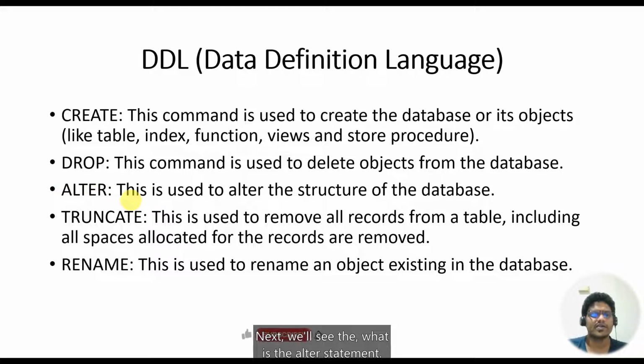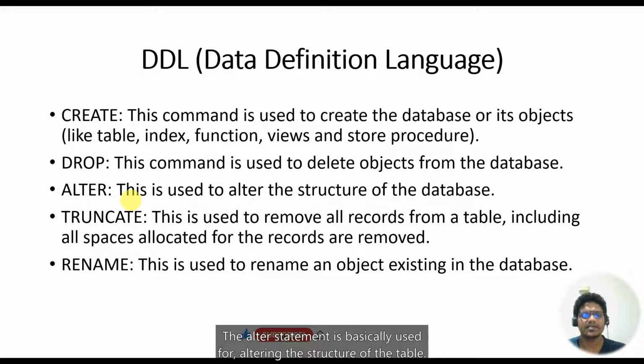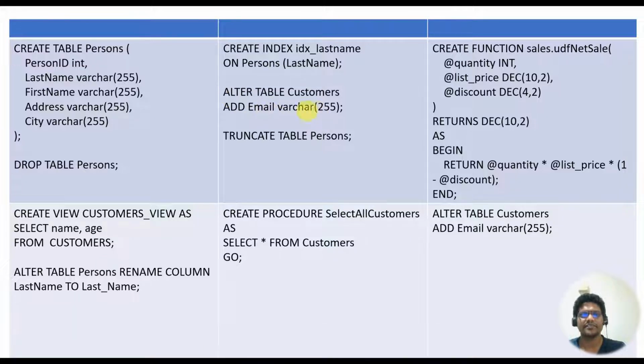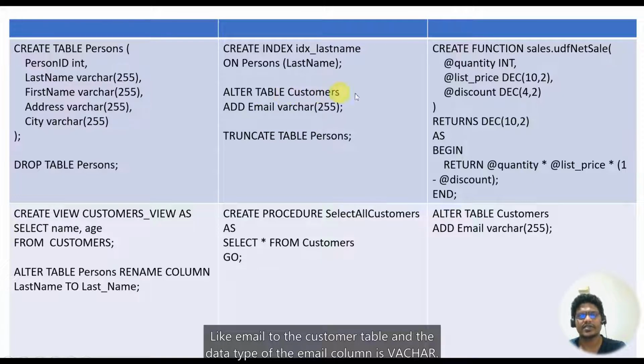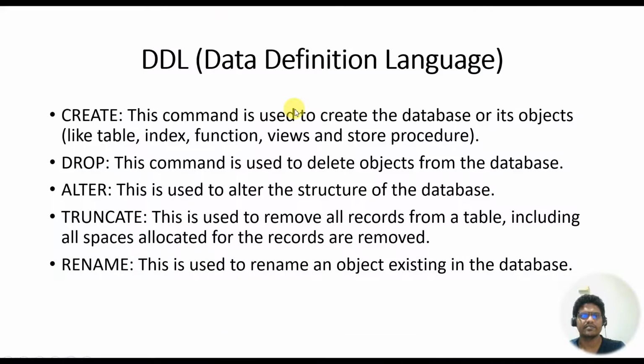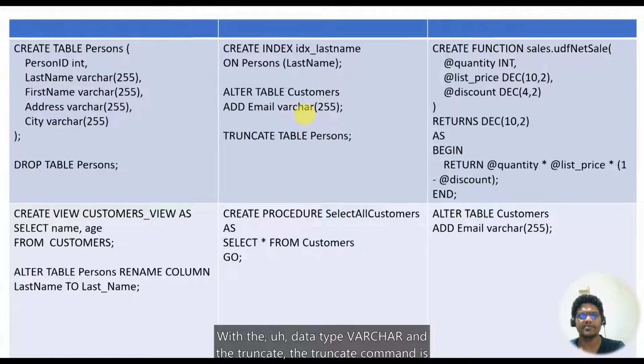Next, we'll see what is the alter statement. The alter statement is basically used for altering the structure of the table. For example, if you want to add any column or remove any column from the table, we can execute it through the alter statement. Here, this syntax is used for adding a column like email to the customer table, and the data type of the email column is varchar. When we execute the syntax, it will add the email column to the customer table with the data type varchar.